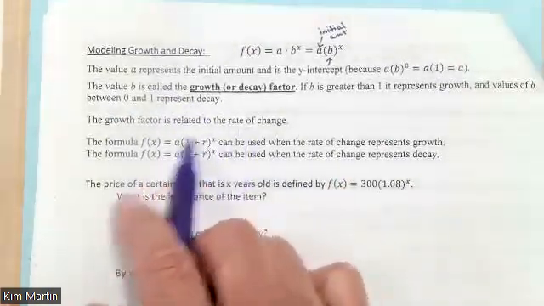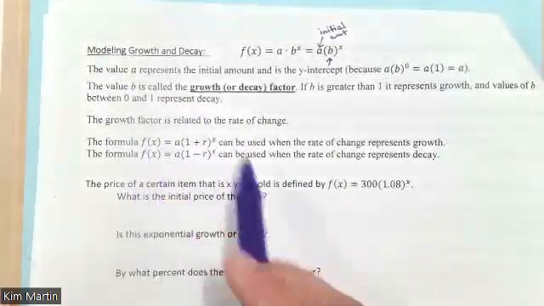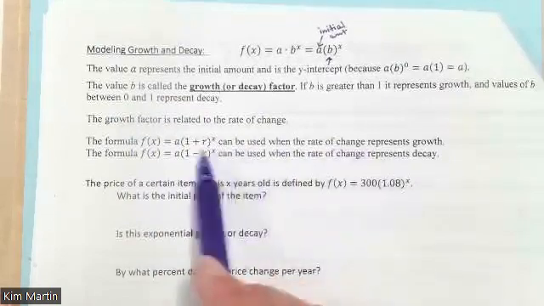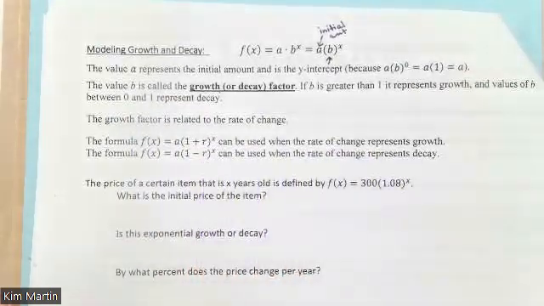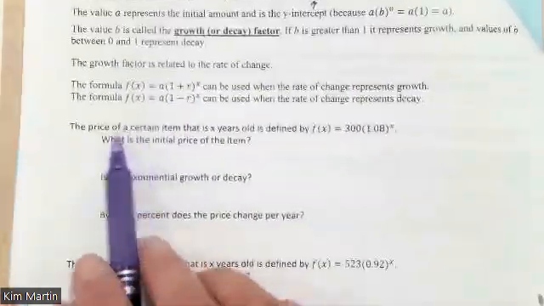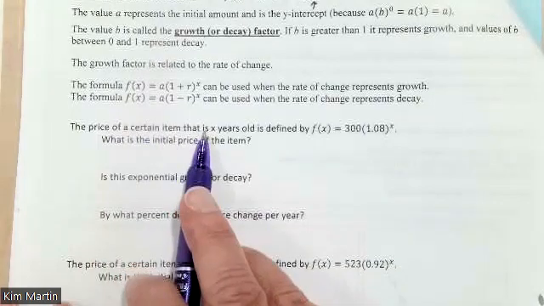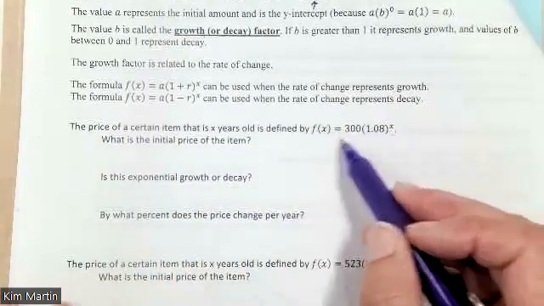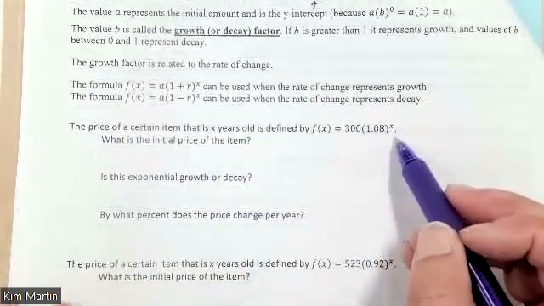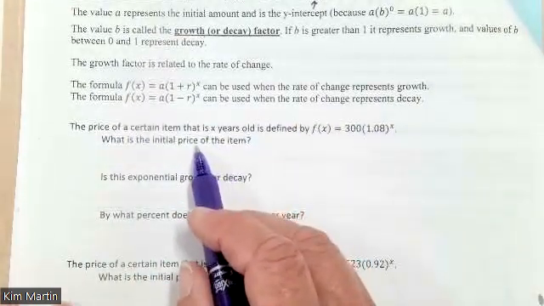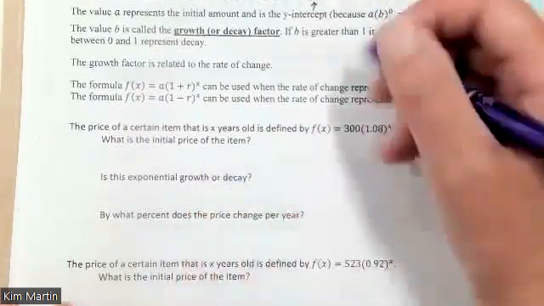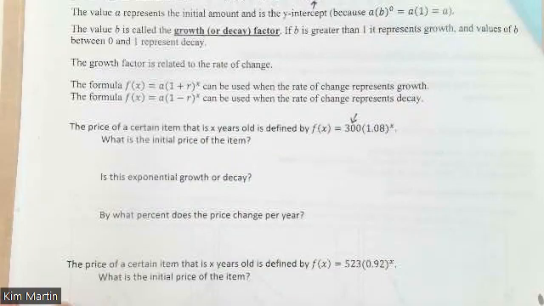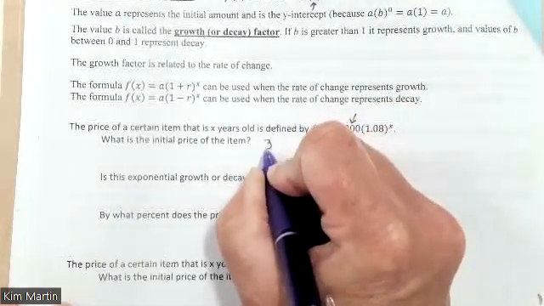The growth factor is related to the rate of change. Right here, you have 1 plus the rate for a growth, 1 minus the rate for decay. So the price of a certain item that is X years old is defined by this function. It's going to ask, what is the initial price? Well, the initial price is a number, is our A. So our initial price of the item is $300.